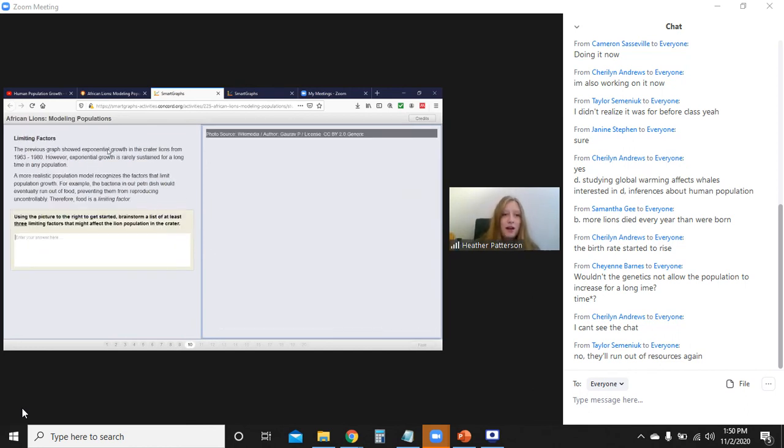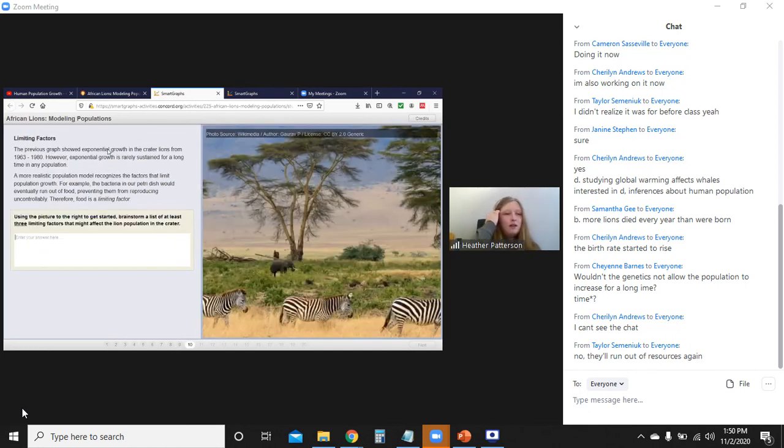So our limiting factors. We showed that they had exponential growth for the first part, but obviously, as Cheyenne said, once they hit the capacity, they're being limited by density-dependent factors. So, for example, with the bacteria example, our petri dish would eventually run out of food, and so they wouldn't be reproducing as much. So food was our limiting factor. So what would be 3 potentially limiting factors that might affect the population in the crater? Somebody give me one of them.